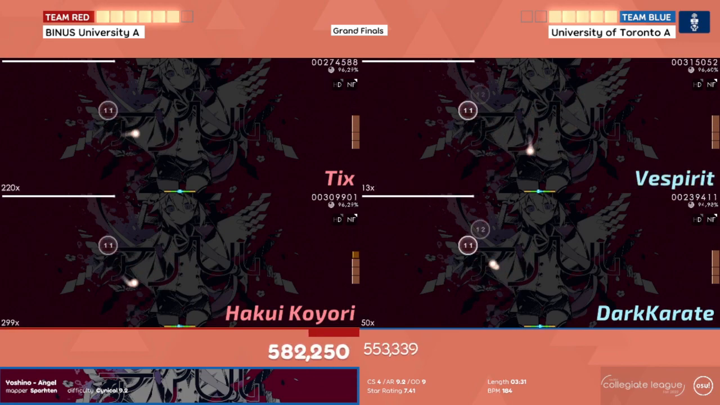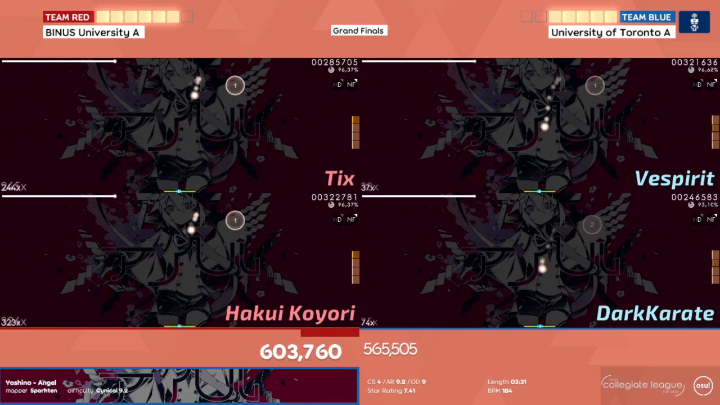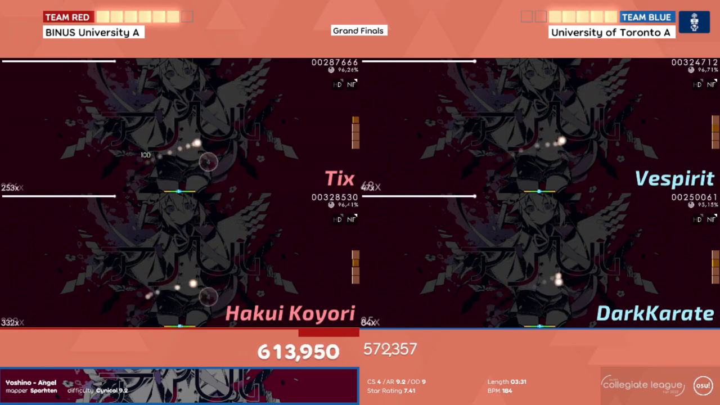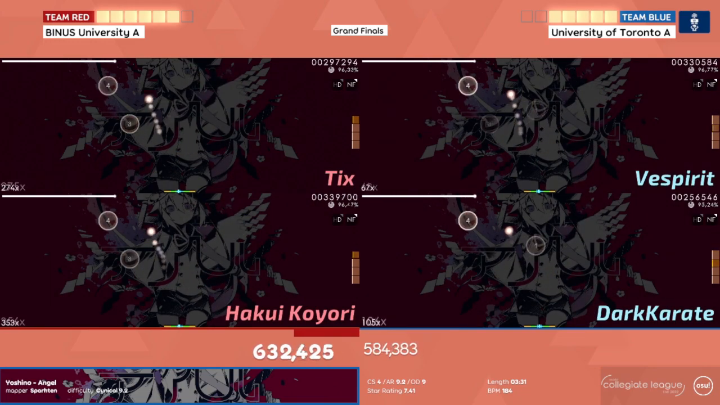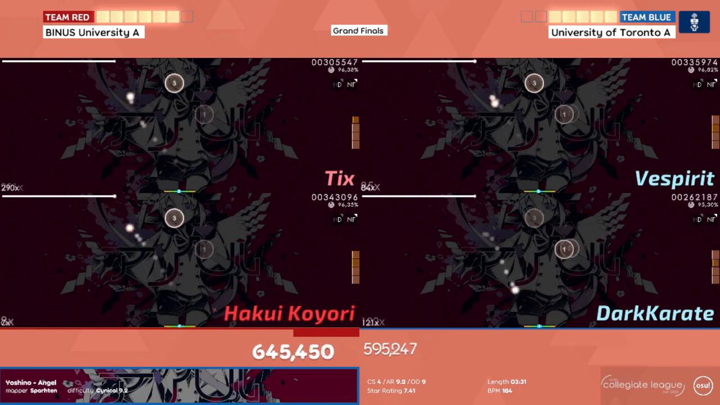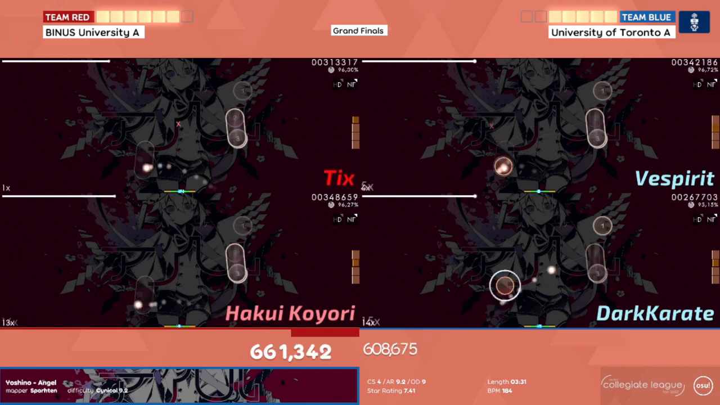Oh my goodness, this might be the decider. It's close, but there's still a hard part left, I think. Wait, Tix and Hakuri Koyori are definitely having the highest combo right now as a team. They are now less than a minute to go. But before the inevitable happens for both of these teams, there's a double break.